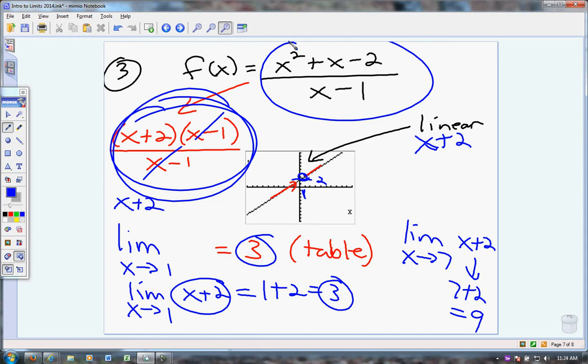Let's just verify that. 49 plus 7 minus 2, 56 minus 2 is 54. 54 divided by 7 minus 1, which is 6. Isn't that 9? So you could have used the original function because now we're not at a place where the function is undefined. If you get away from where it's undefined, you can just plug it in and go. Plug it in numerically.